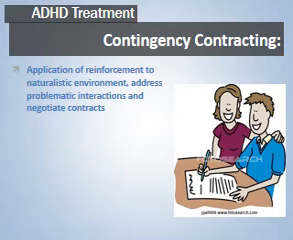Contingency contracts. Application of reinforcement to a naturalistic environment, addresses problematic interactions, and negotiates contracts. So what does that all mean? This is an application of contingency management that involves a formal written agreement between two or more people. So it could be the therapist and the client. It also could be teacher and students, etc. And you clearly define the behaviors that are to be modified and the rewards and punishments that will follow performance of them. So behavior change may be required by one or all parties to the contract.